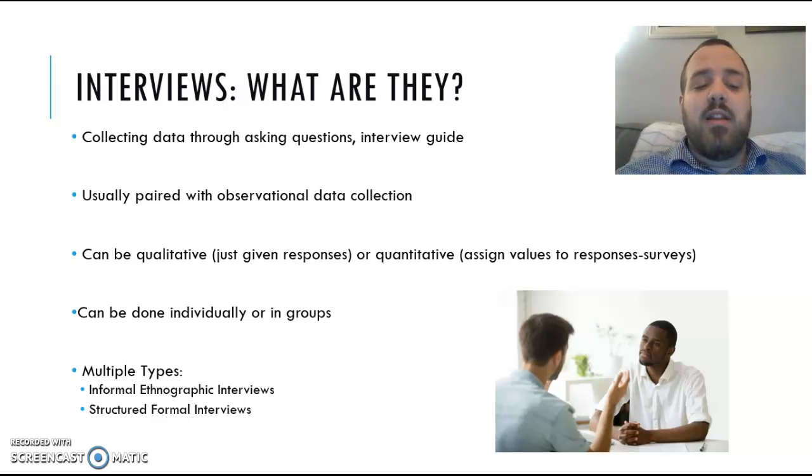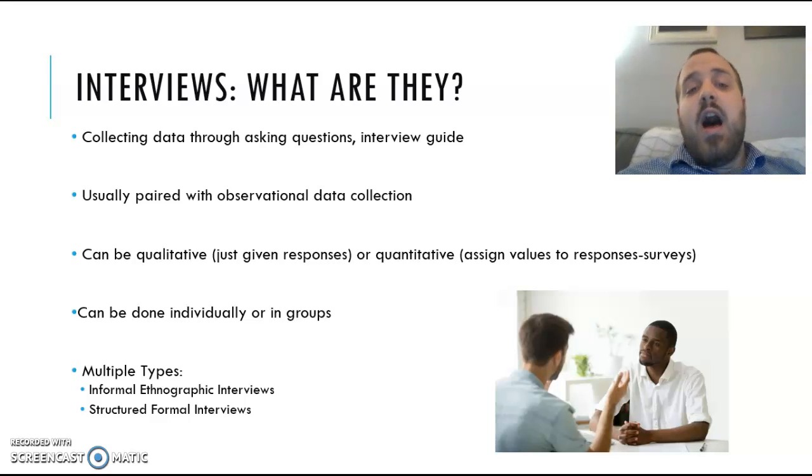And basically, to make it quantitative, you would assign values to what people are saying to give them a score. And again, that leads into more of a survey area. It can be done individually or in groups, depending on how you want to collect your data. You can either do a group interview and ask questions to a bunch of groups, or you can make sure you pull each person individually.